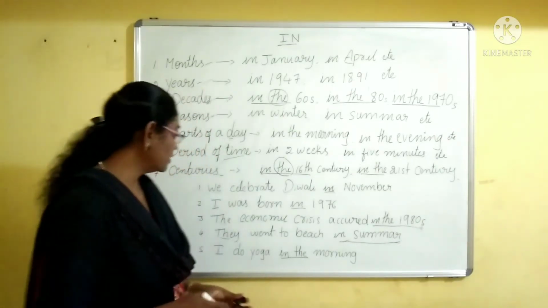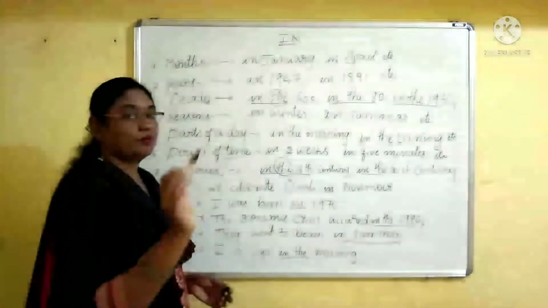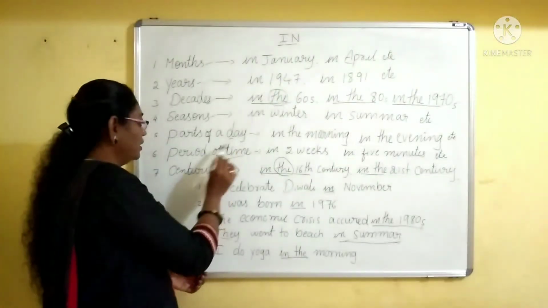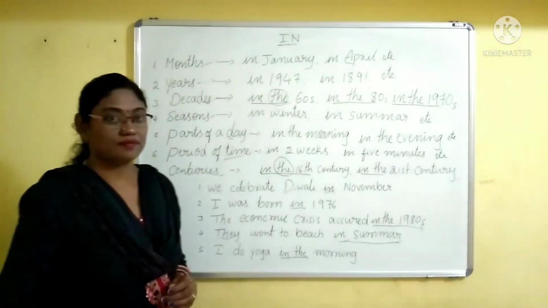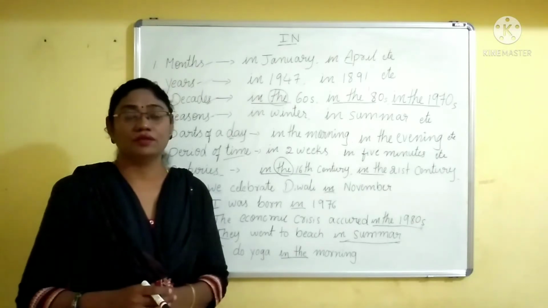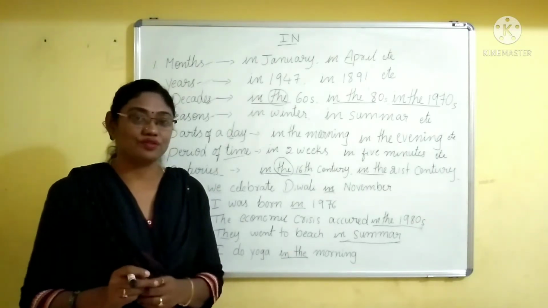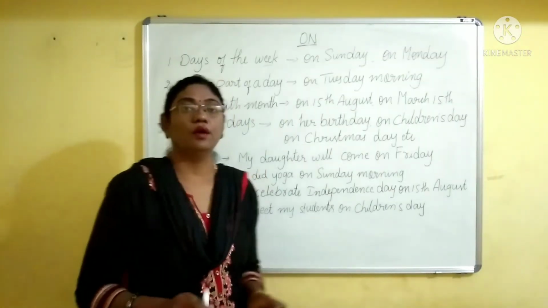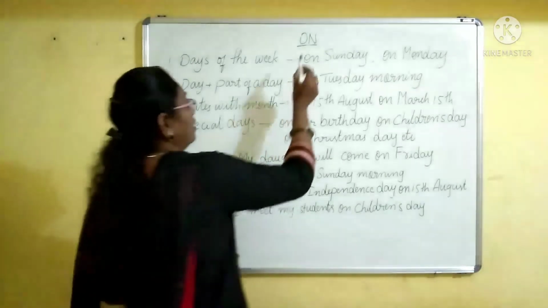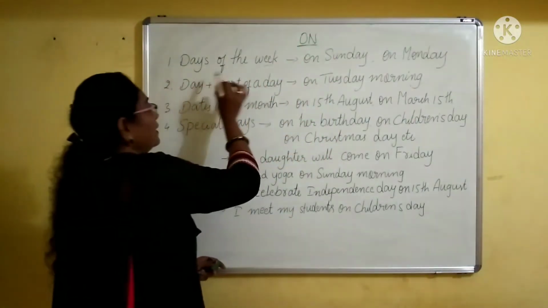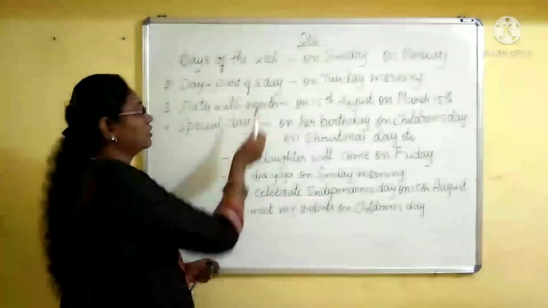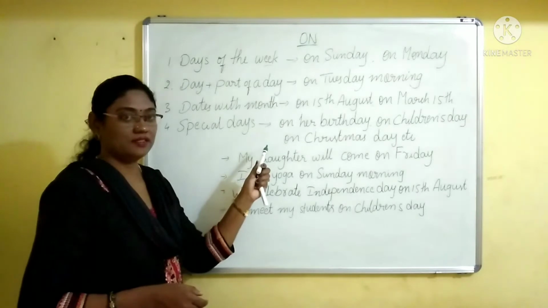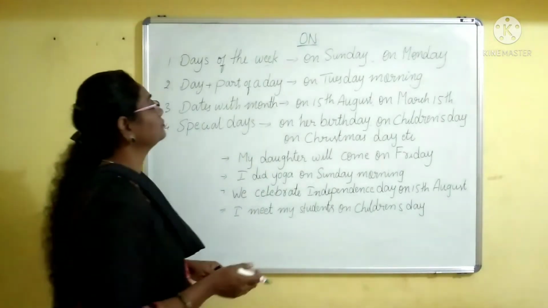So, guys, in this way, we will use the preposition in with months, years, decades, seasons, parts of a day, periods of time, and centuries. Okay. Now, let's move on to on. How to use the preposition on in sentences. We will use the preposition on with days of the week, day plus part of a day, days with month, and special days. Okay, let's see one by one.